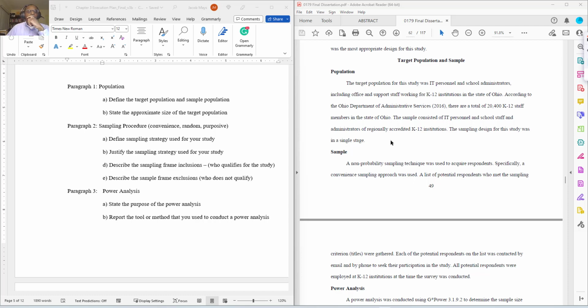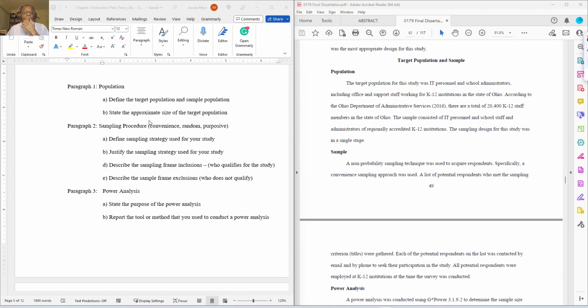Alright, so let's start with paragraph 1, population. First thing we have to do is define the target population and sample population. The target population is where you're actually getting the people from. And then the sample population are the people who actually qualify for your study. So one is the larger population that you're pulling from to meet the criterion for your study.